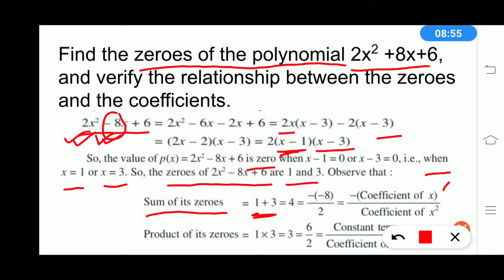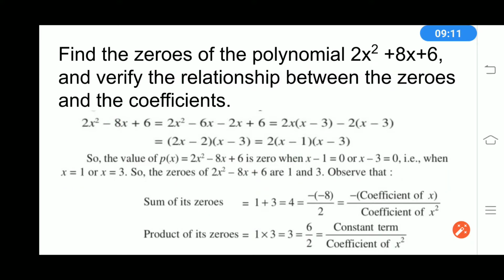Next, this is the quadratic polynomial. Next, the product of the zeros, that means 1 into 3, so equal to 3. So 3 again can be written as 6 by 2, so 6 is the constant term. Okay, that means the constant term divided by the coefficient of x square. Clear? Now students, I will just discuss one thing.